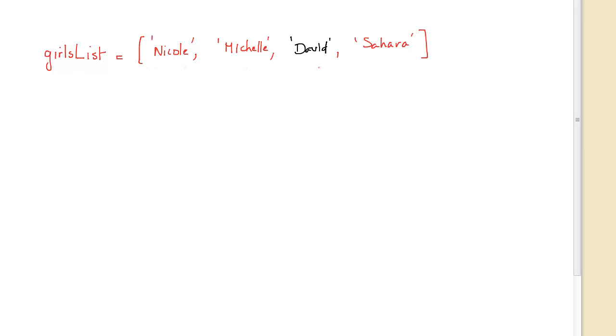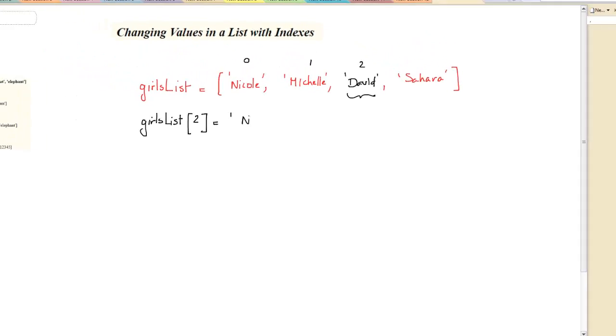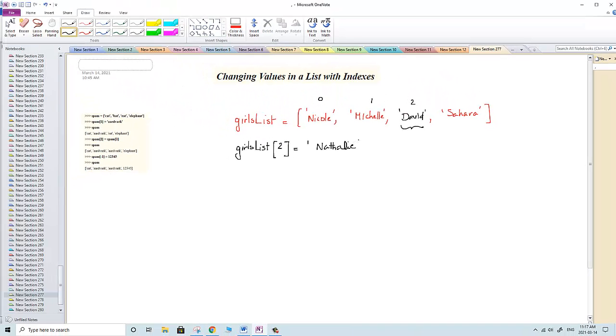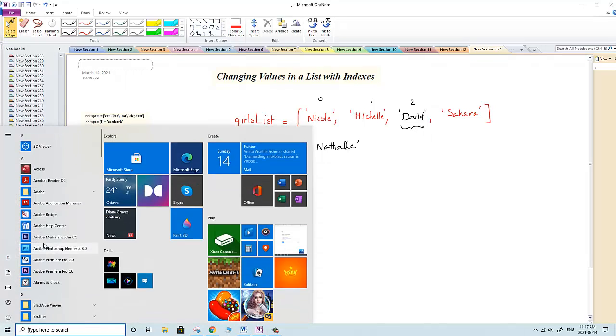But if I want to fix that David is not the correct name, and let's say I want to add Natalie instead of David, all I have to do is say girls list, and I assign the index of David, which is 0, 1, 2. That means I'm going to use index 2 here, and I can replace it by Natalie. Let's see how it's going to be with Python.